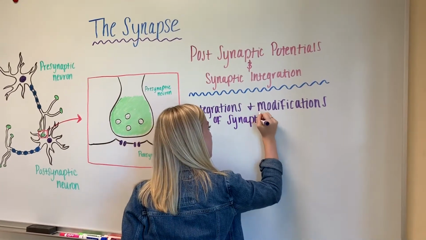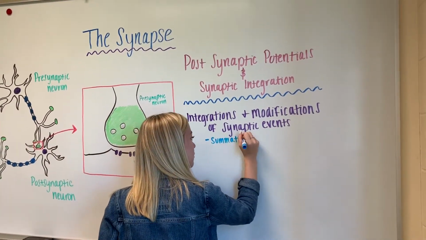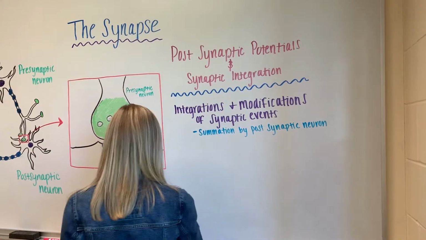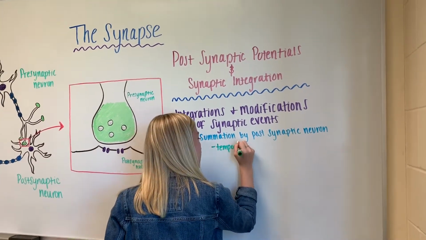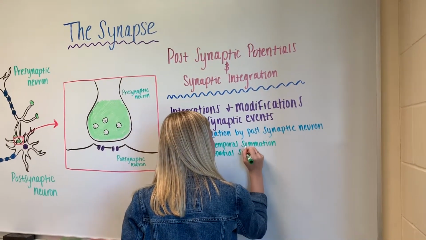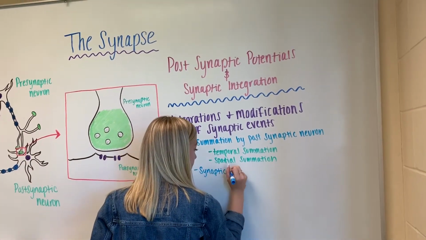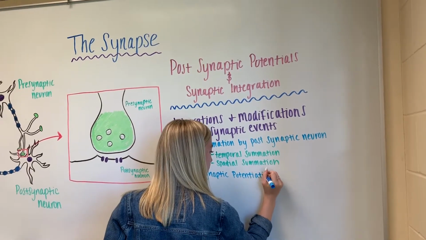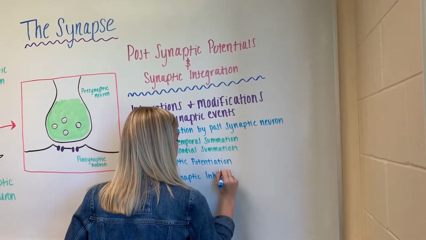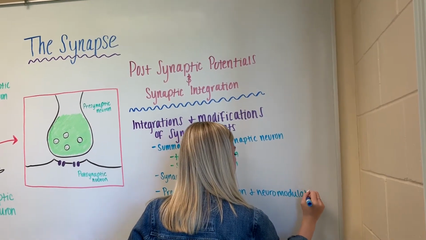Moving on to integration and modification of synaptic events, first we have the summation of postsynaptic neurons. There are two kinds of summations, known as temporal summation and spatial summation. Temporal summation occurs when graded potentials happen close together in time. Spatial summation occurs when graded potentials come in from different directions. Next, we have synaptic potentiation, which is also known as the warming of the synapse. Lastly, with presynaptic inhibition, this is when one neuron inhibits another neuron. In neuromodulation, other modulations affect when things fire, for example, hormones.